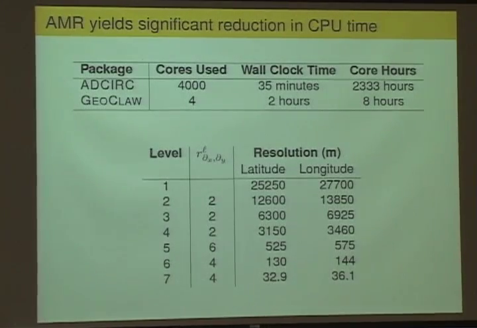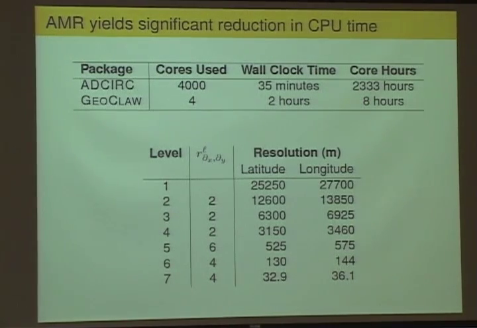And the big point I want to make is that by using adaptive mesh refinement, you can do this with considerably less computing power. The ADCIRC simulation is highly parallelized, so they were using 4,000 cores. It only took 35 minutes of wall clock time, but that was 2,300 core hours. Whereas with GeoClaw, I think Kyle did it on a quad-core laptop in about 2 hours, or a total of about 8 hours of CPU time. So you get somewhat comparable accuracy.